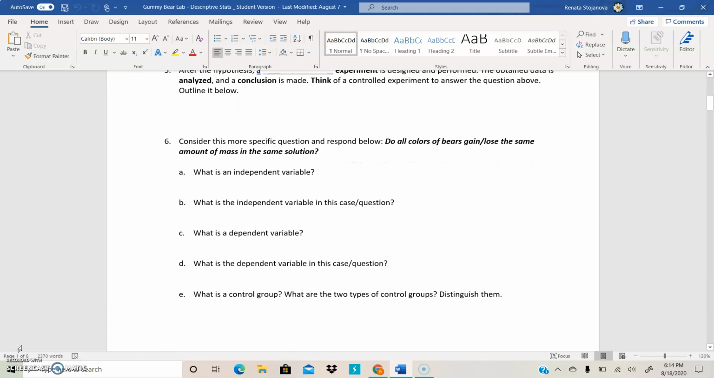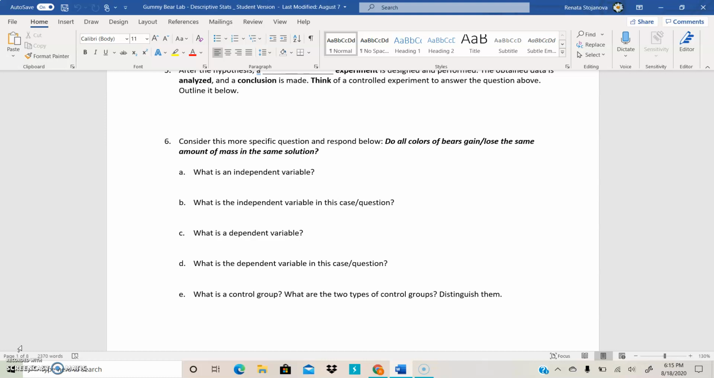Let's move on to question 6, and let's look at a more specific question. The question is, do all colors of bears gain or lose the same amount of mass in the same solution? So it's a different question, so we have to analyze it and discuss it. So let's talk about what is an independent variable. An independent variable is the one that you as the experimenter are changing and you're testing in the experiment. So that one thing that you decide to test and change is the independent variable.